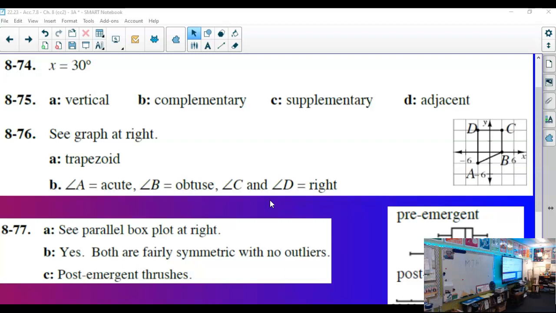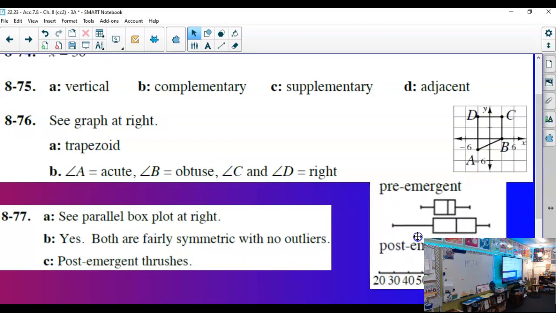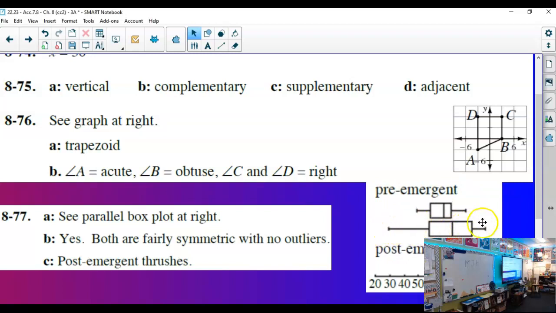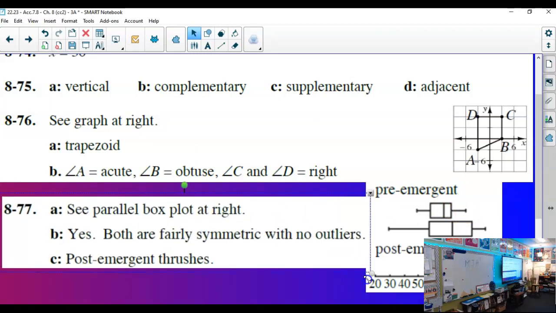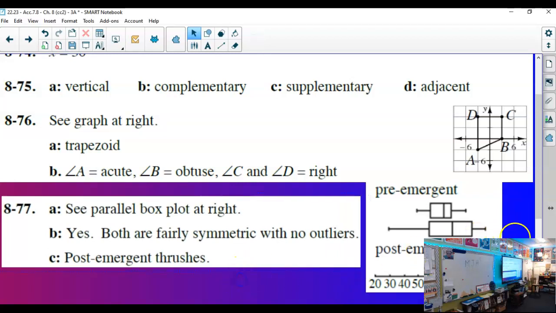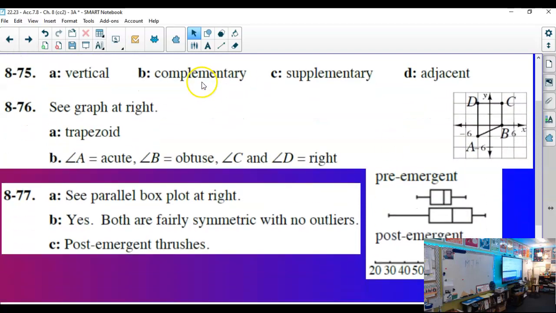The parallel box plots here. Obviously, the post-emergent has a much bigger spread than the pre-emergent. So they say there's no real outliers because the data is pretty close together. Any questions on these top problems?